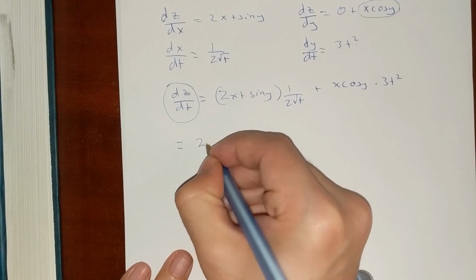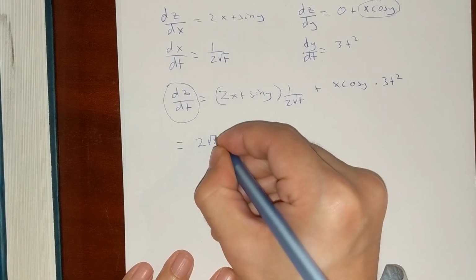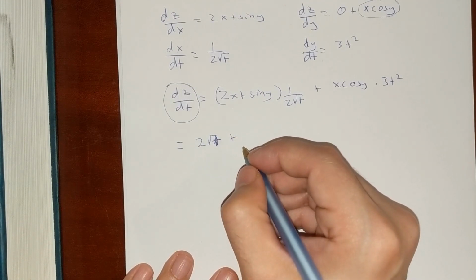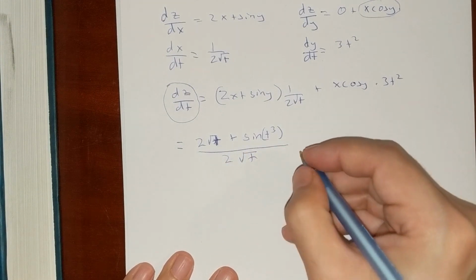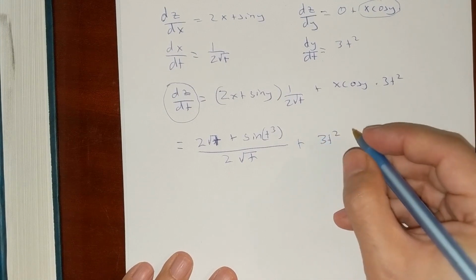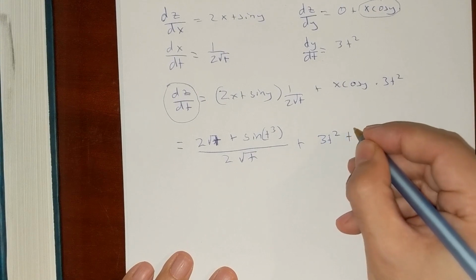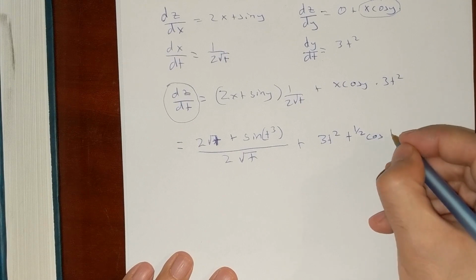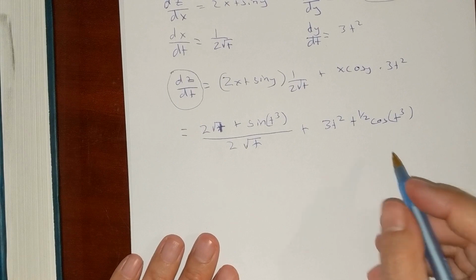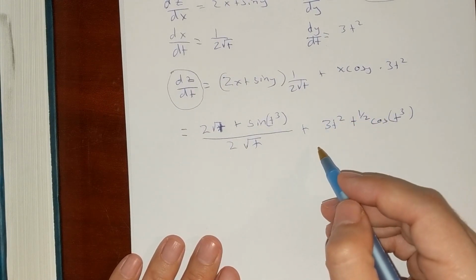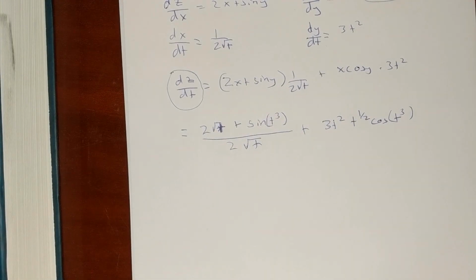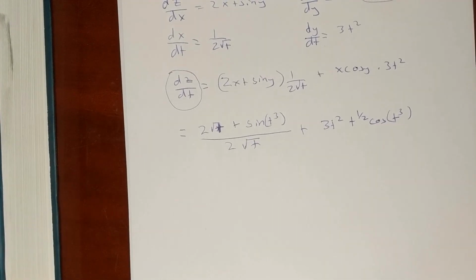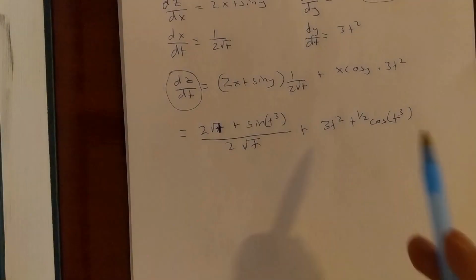So if I do that, what are we going to get? We're going to get 2 square root of t, sorry, my bad. 2 square root t plus sine y, so sine t cubed, all over 2 square root t, plus, let me carry the 3t squared over here, again, 3t squared times t to the 1/2, that's square root t, cosine t cubed. You can combine these, this is going to be t to the 2.5, or 5/2, whichever way you want to think about it, and we get this answer. So if we had a point given to us in terms of t, we could actually calculate the exact value. Let's say we're interested in the derivative of z with respect to t at t equals 4, you just plug in 4 into everything and you get that.